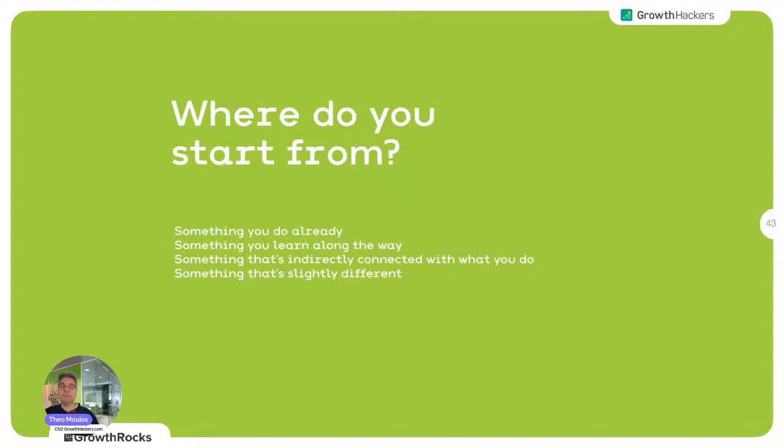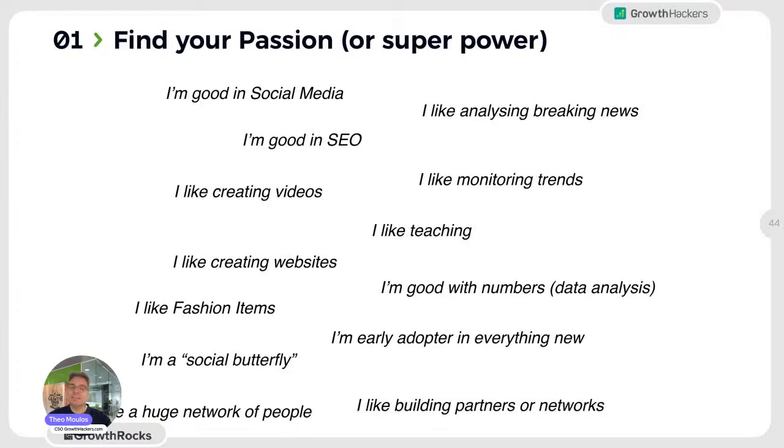Okay, so the first thing to start from is something you do already, something you learned along the way, something that is indirectly connected to what you do, something that's a bit different. The first thing is to find your superpower, right? So let's assume you're good at social media. You're good at analyzing breaking news. You're good at SEO. You're good at creating videos. You're good at something, right? And that's a great starting point for you to start building a micro-monopoly.